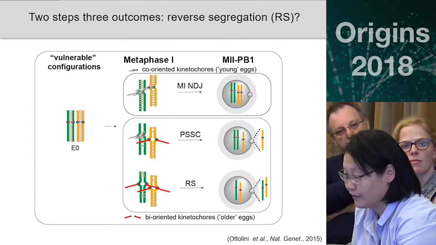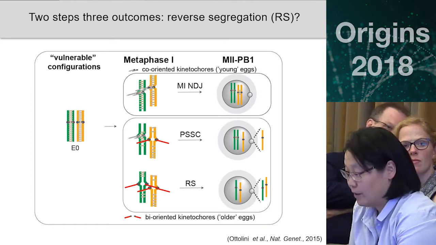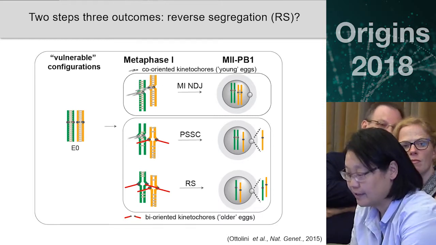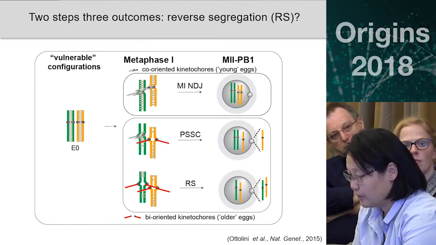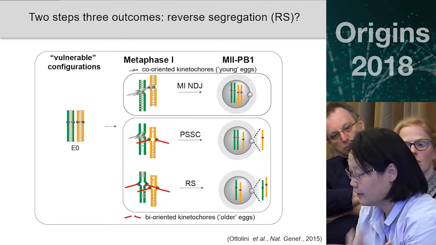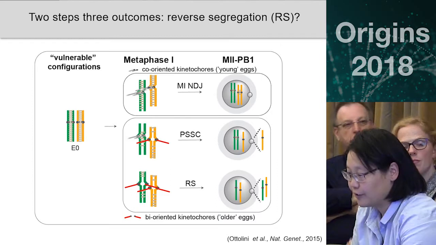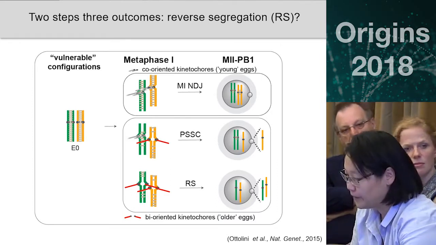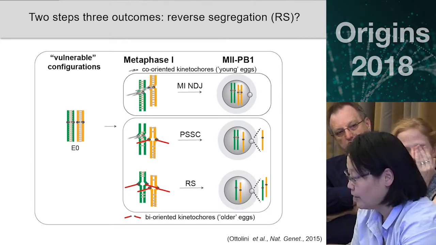There is a segregation error called reverse segregation, where both homologous chromosomes segregate their sister chromatids at meiosis 1, and we term this reverse segregation. It's occurring at two orders of magnitude higher than what one would predict from the single PSSC events. So they might have a different etiology altogether. But as you can see here, if they do that, it's invisible by the sequencing.